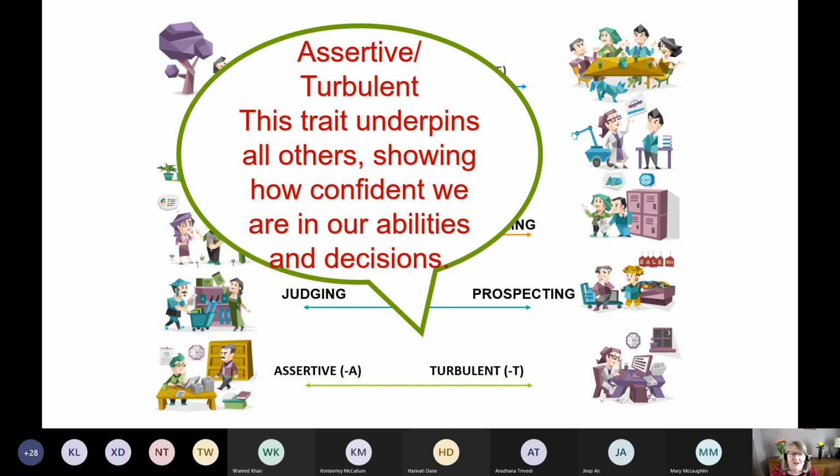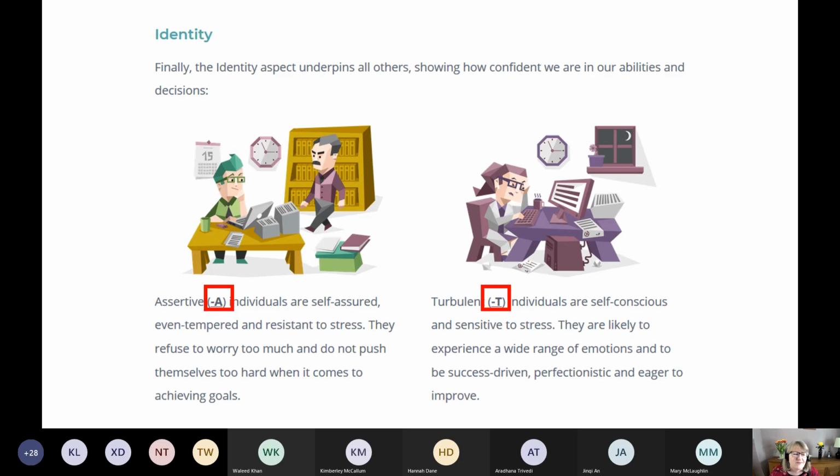Okay, so the assertive and turbulent spectrum, as I said, is a wee bit different to the others. It's not on the MBTI questionnaire. This trait underpins all the others, showing how confident we are in our abilities and our decisions. So it kind of is a coverall of the other preferences.